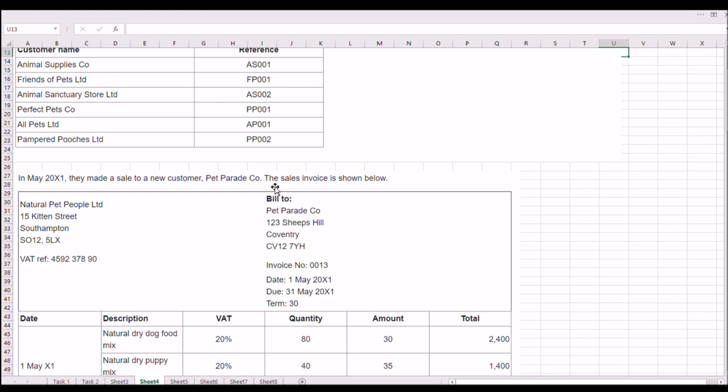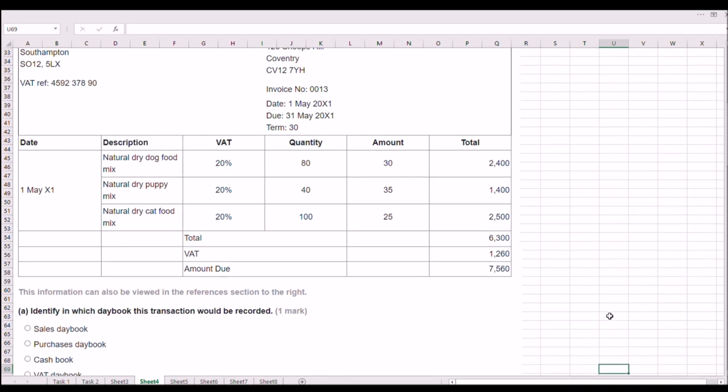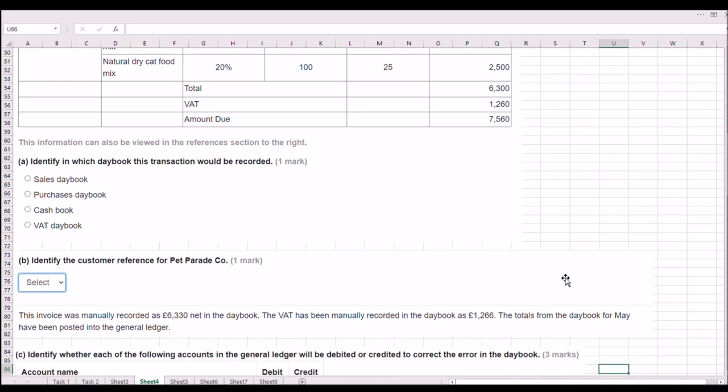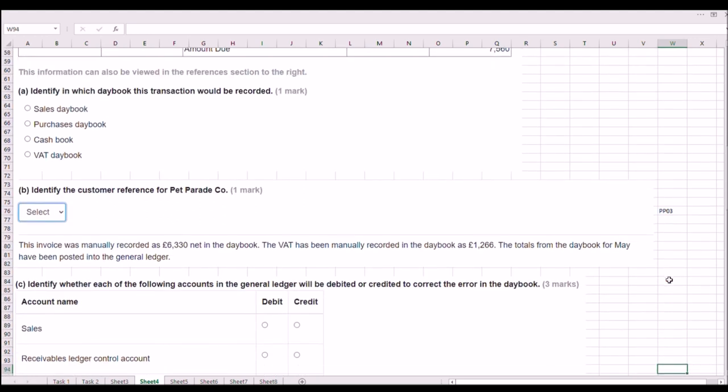This one's Pet Parade code, so it would be PP. And it would be the third PP, because we've already got two PPs already. So it'd be PP003. So that one's going to be PP003. Into that.